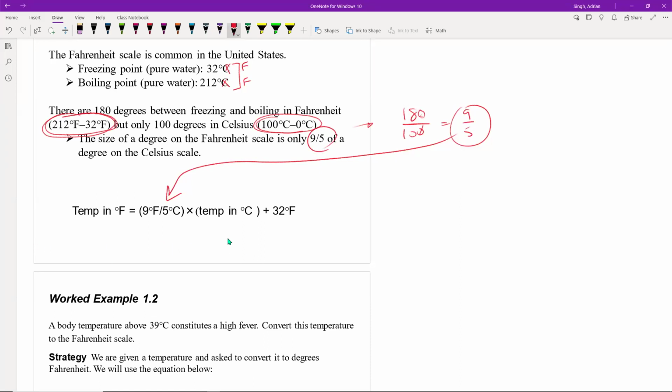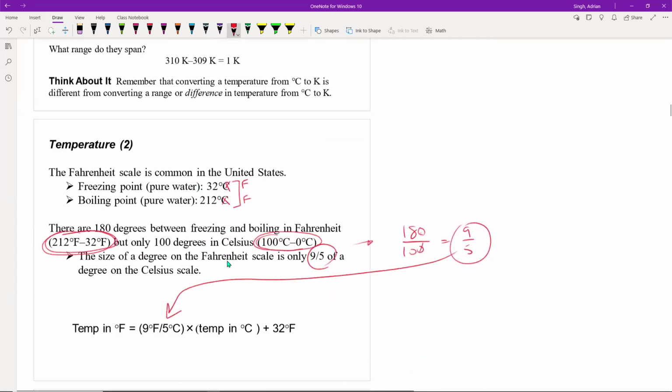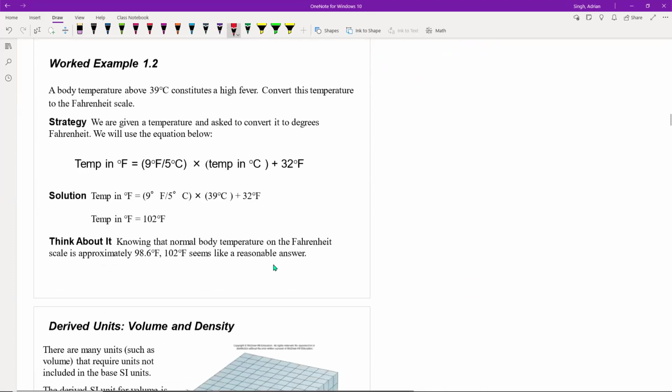All right, so if you want to go from Celsius to Fahrenheit, we simply take the 9/5, we multiply it by the degrees Celsius, and then we add 32 to it. The 32 is to account for that difference in the reference point for the freezing point being 0 degrees on the Celsius scale to 32 degrees Fahrenheit on the Fahrenheit scale.